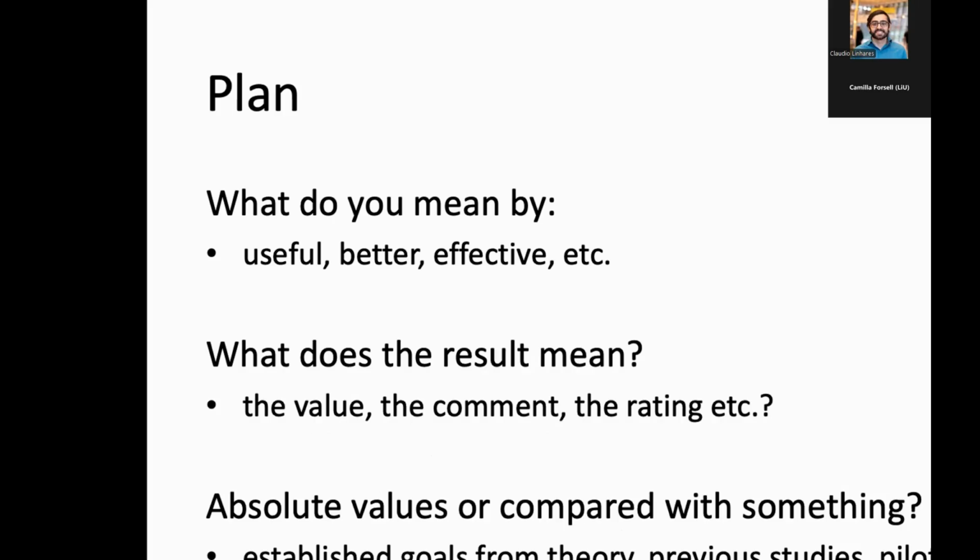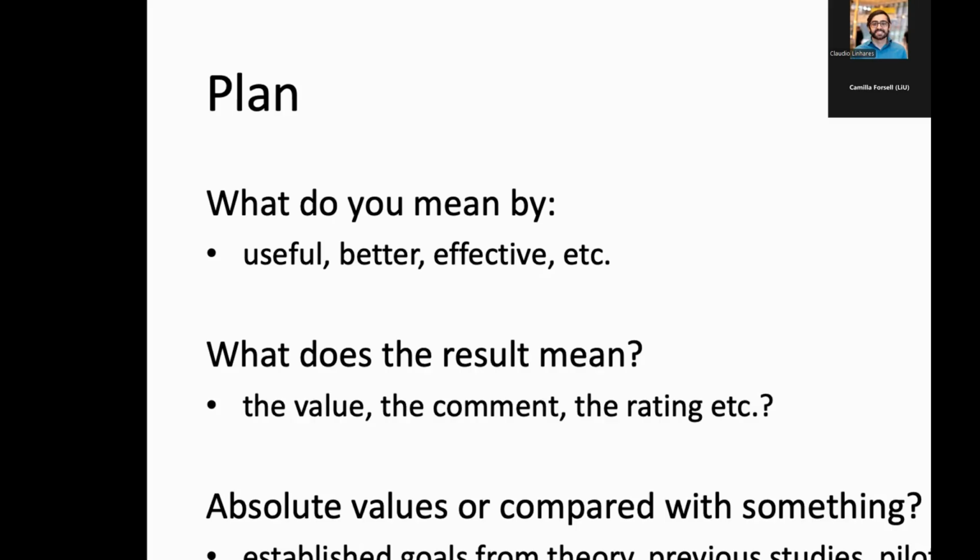And then this is also important. So let's say that something is faster, but is that good? What you compare with can be totally useless, right? So there we also need to think carefully about what these measures that we collect actually mean. Absolute values or compared with something.